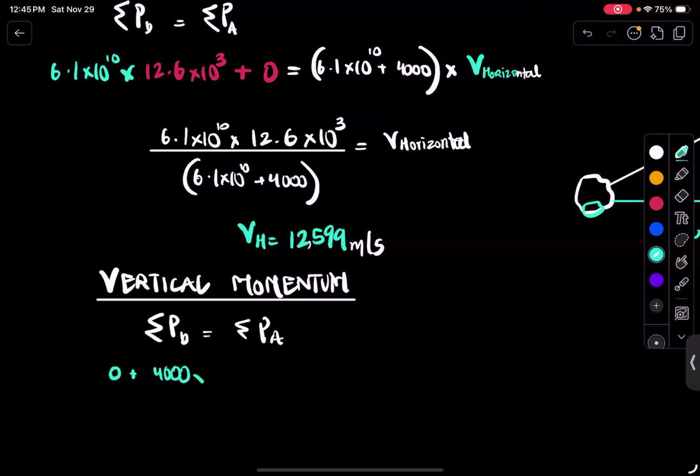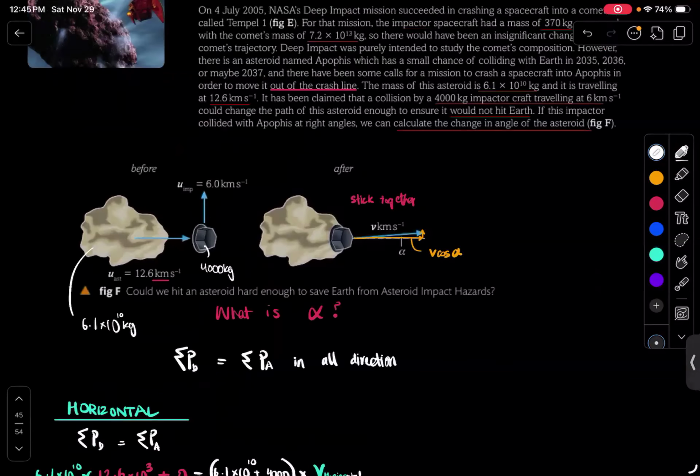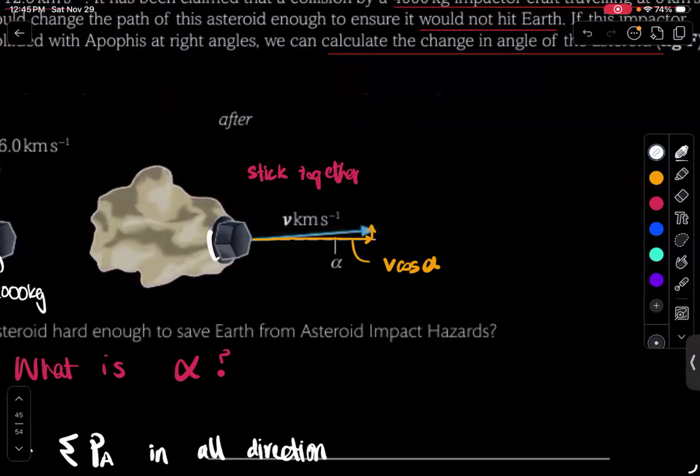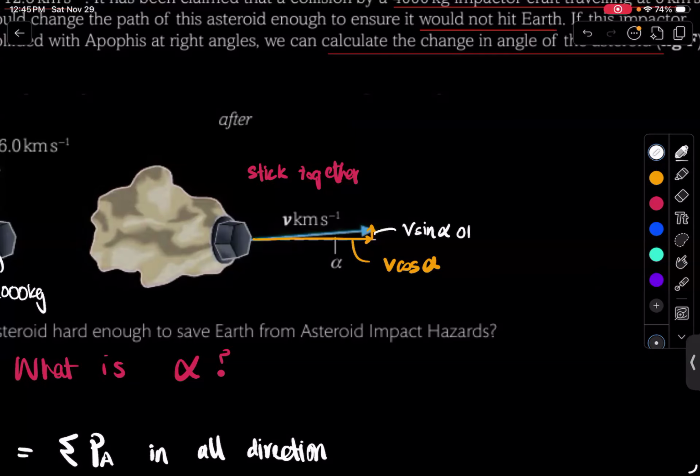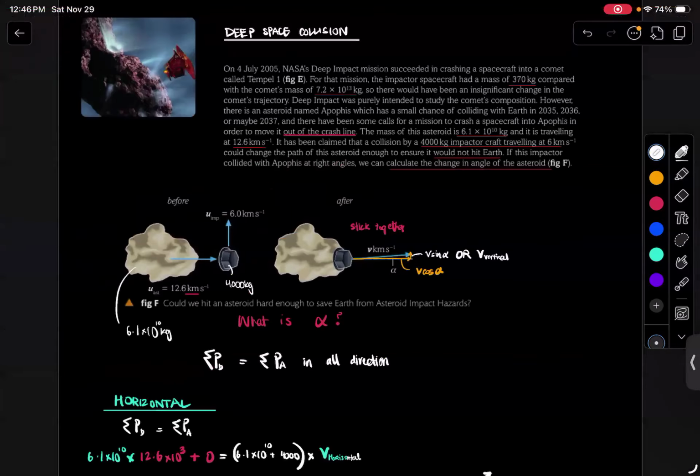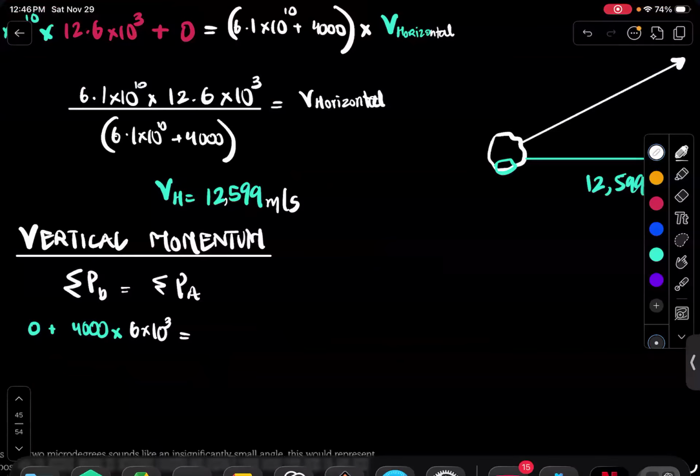4,000 multiplied by 6 into 10 to the power 3 because it's kilometers per second. Okay, so that's the vertical momentum before collision. What is the vertical momentum after collision? It's going to be this mass multiplied by the vertical velocity, but this is going to be v sine alpha, or that's just v vertical, right? Okay, so that means what will be the sum of momentum after collision?